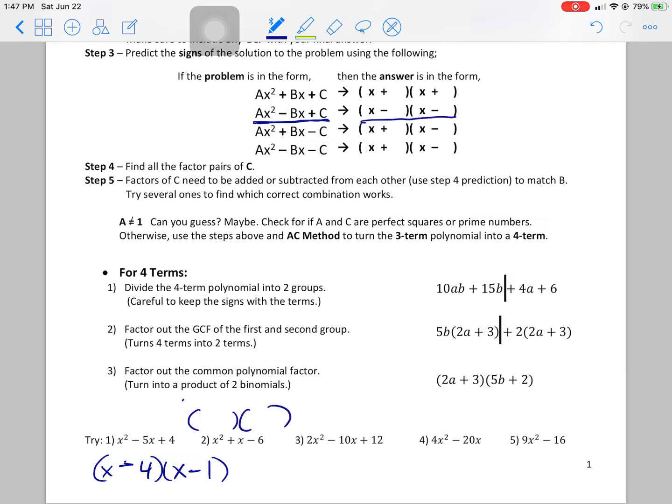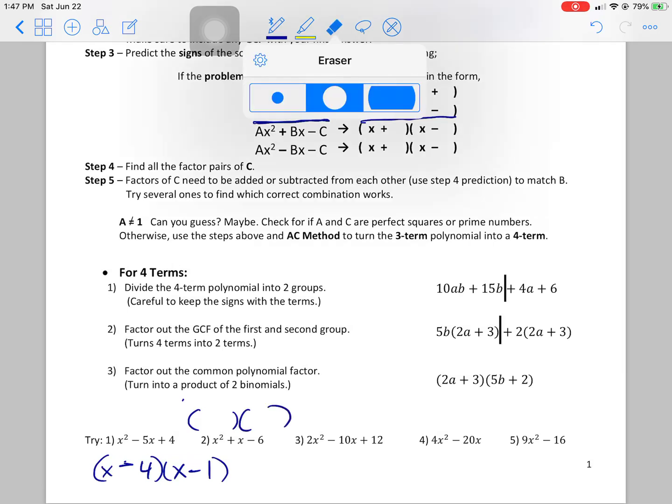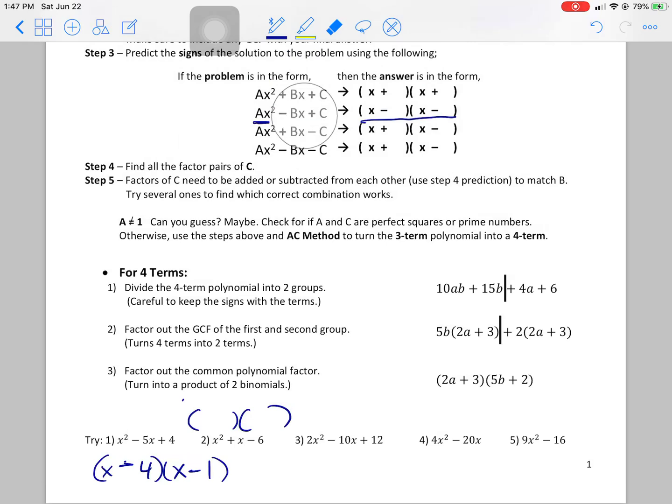Okay? Look at this one here. This one has a positive and then a negative. So x plus something, x minus something. You can put that in before I even look at any kind of numbers. All right, and then the c term in this case is a negative 6.